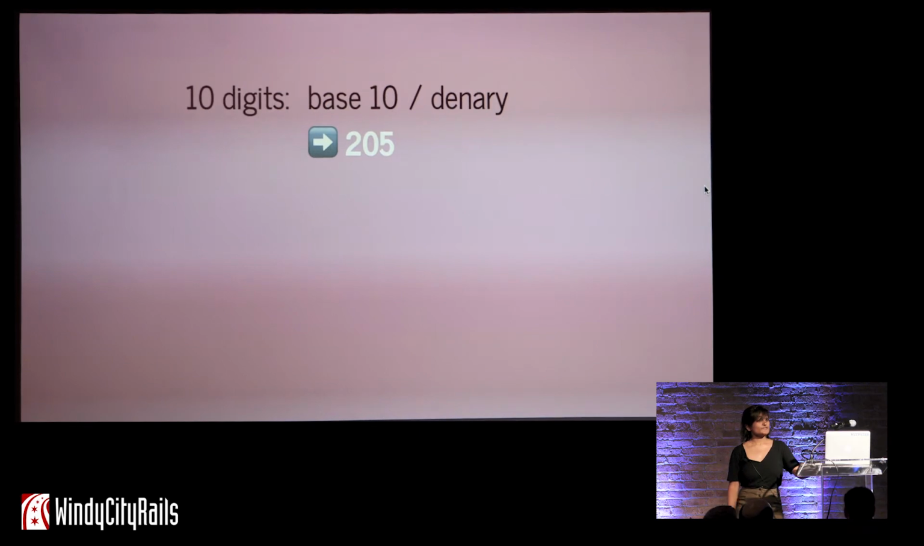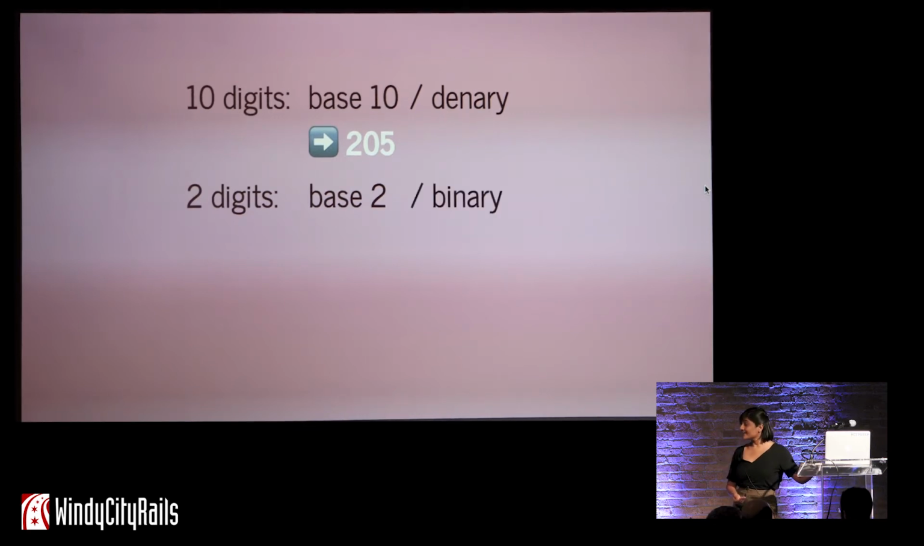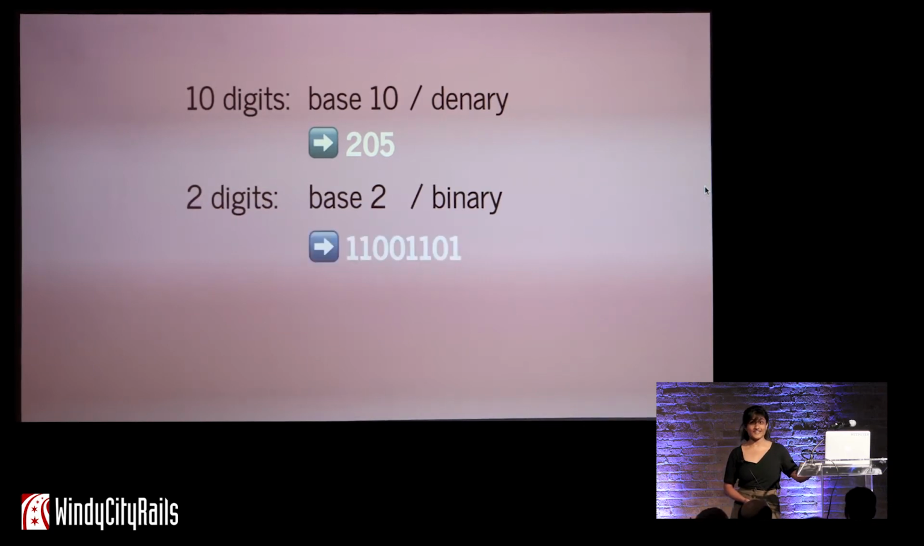But for example, you can write the number 205 in denary in base 10 as 205. But you can use a different number system to represent the same thing. You can use 2 digits to represent 205 using something called base 2, which many of us know as binary. So how would you represent 205 in binary? Well, turns out it is 11001101, which is kind of a mouthful, but that's 205.